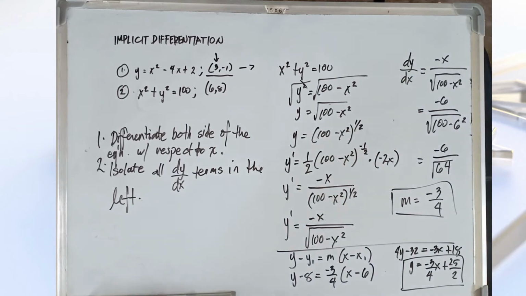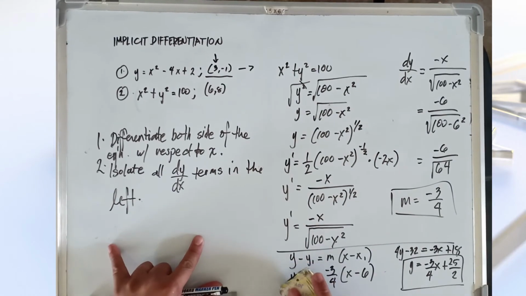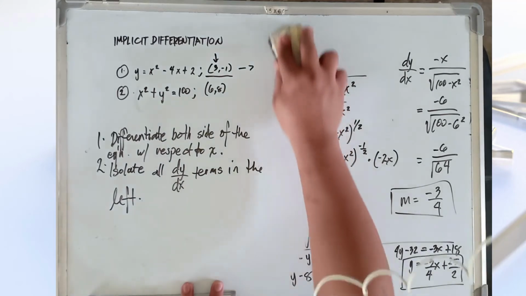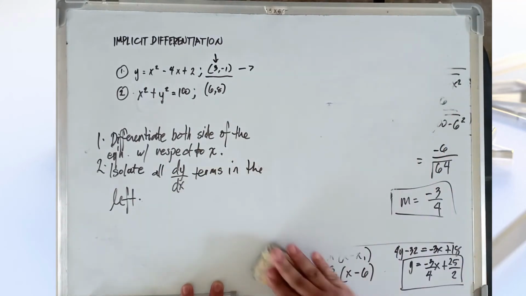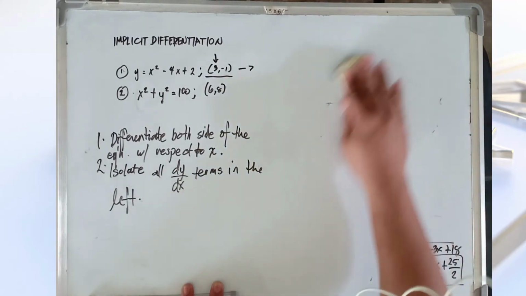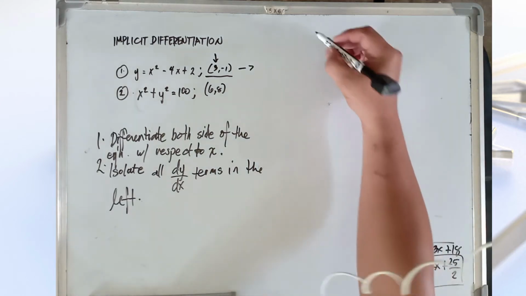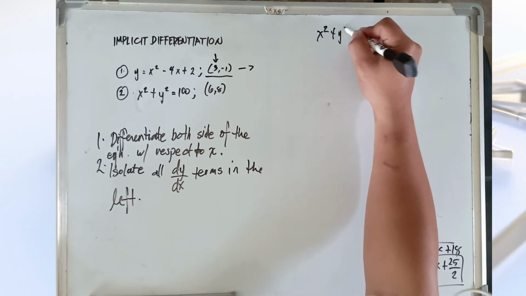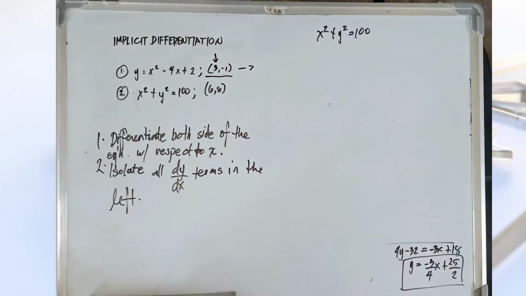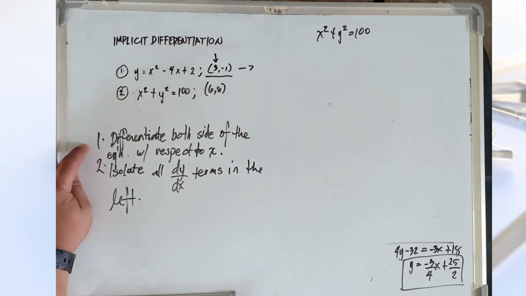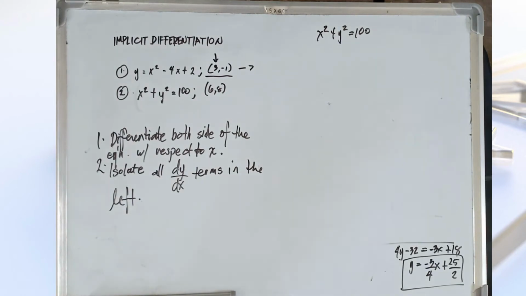Now let's use the same problem. Let's take example number 2 and let's see whether we will be arriving at this final answer, negative 3x over 4 plus 25 halves. Sige, gawin natin. The given here is x squared plus y squared is equal to 100. And according to this step, differentiate both sides of the equation with respect to x.